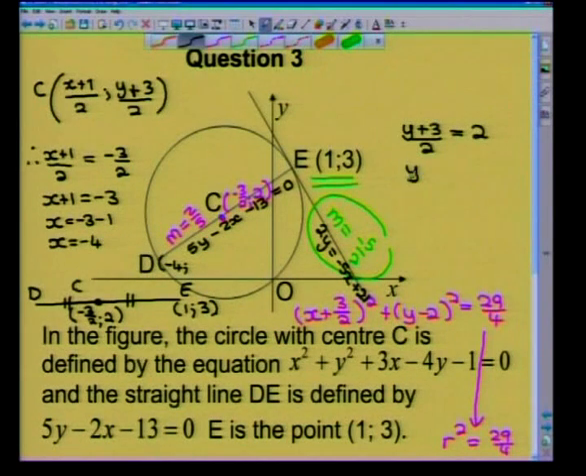Here we've got y + 3 equals 4, because we times both sides by 2 as well. And that means that y is equal to 4 minus 3, or if you like, y is equal to 1. So that's the coordinate.